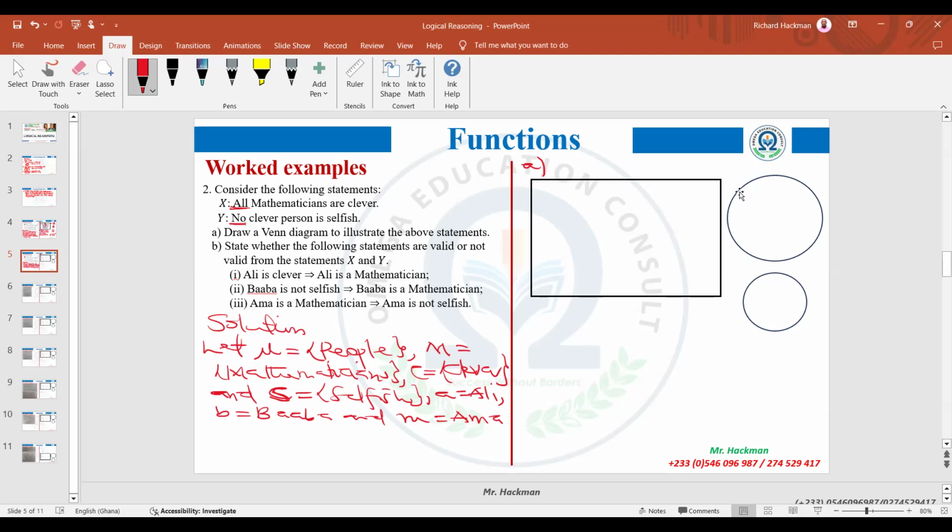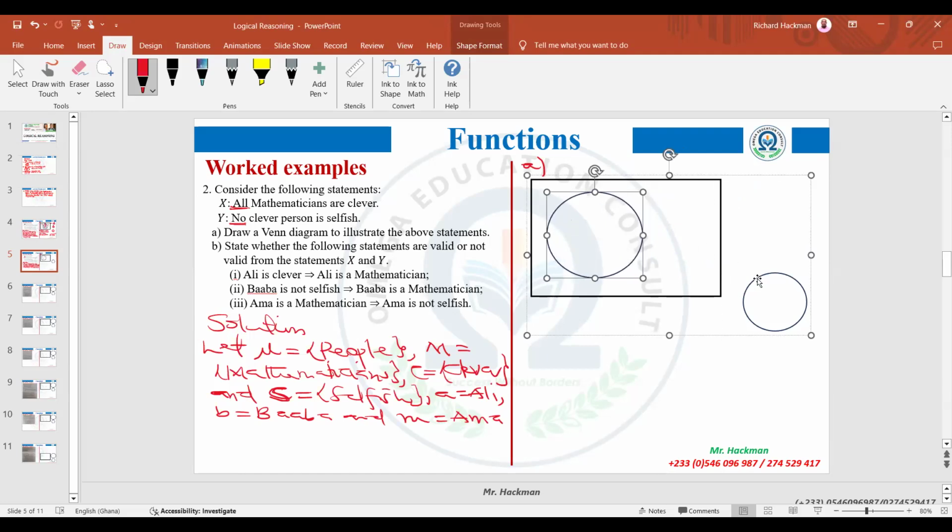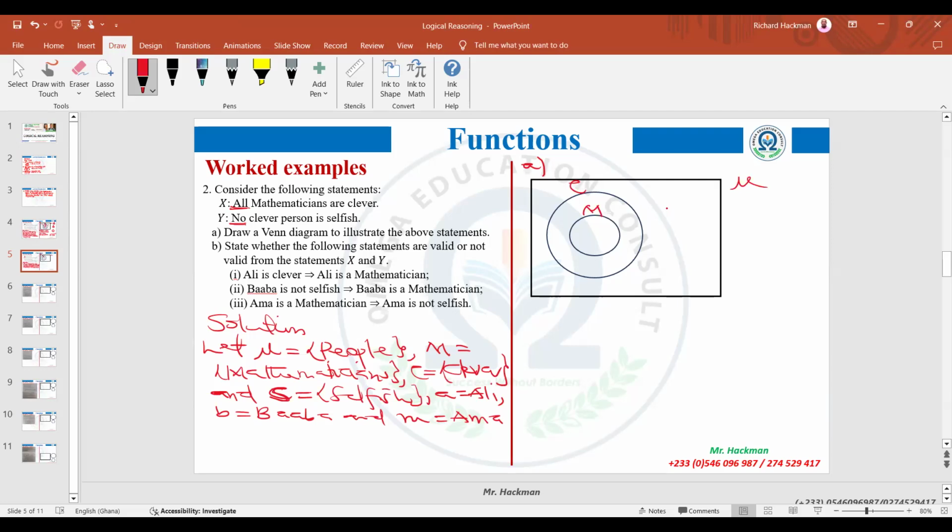This time around, we have three sets, so we are going to draw three circles. The first one is what I have drawn here, and the second one is going to be inside it. Let me reduce it a little and place it well inside. So this is from the first statement: all M are C. Is my point well made?